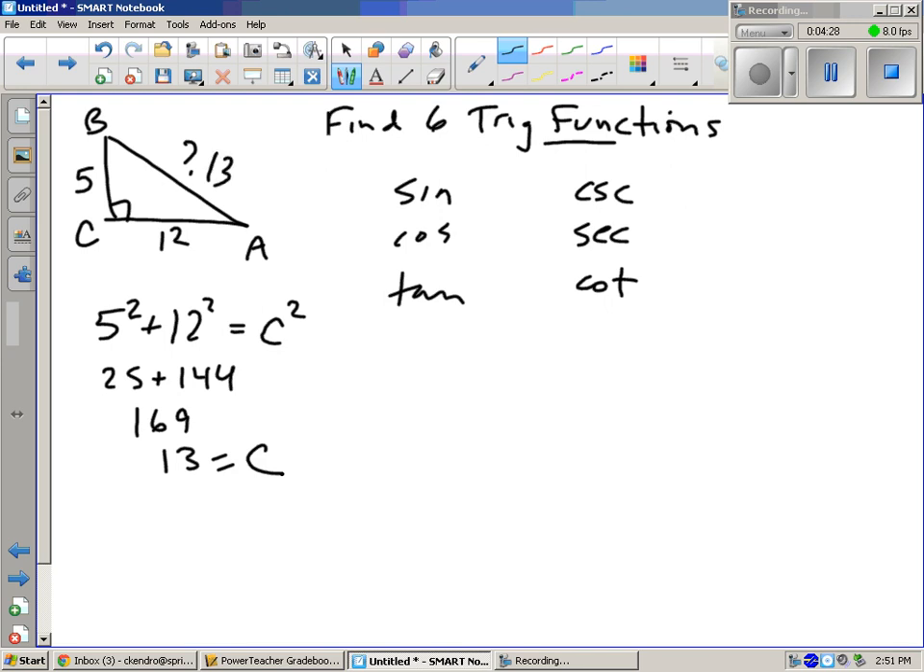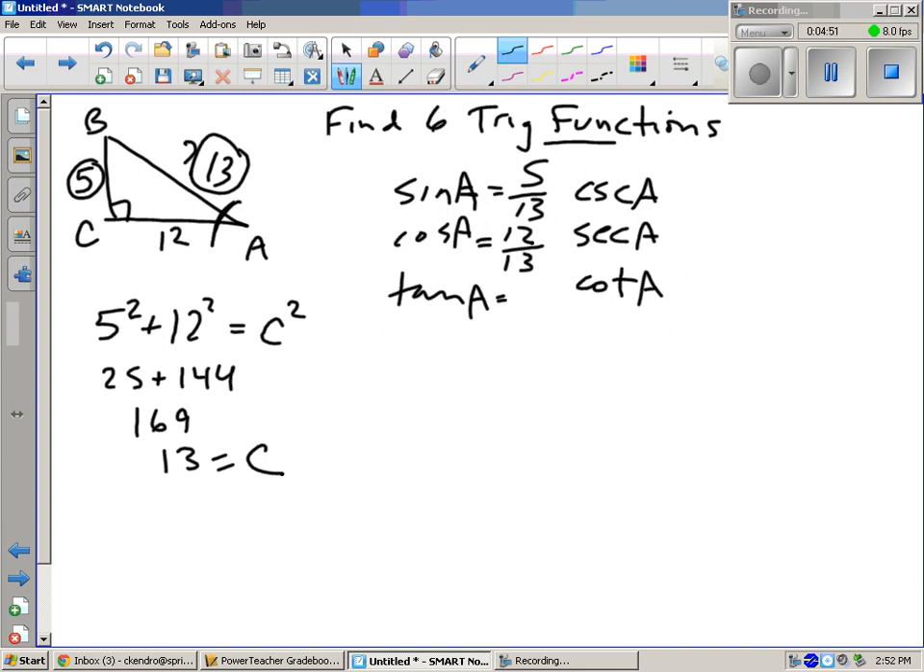All right, so sine, let's say we're taking of angle A, sine of A. All of these are of angle A, because it changes. If it's angle B, then everything gets switched around. So sine of angle A is opposite over hypotenuse, so 5/13. Cosine is adjacent over hypotenuse, and tangent is opposite over adjacent. So that's 5 over 12.